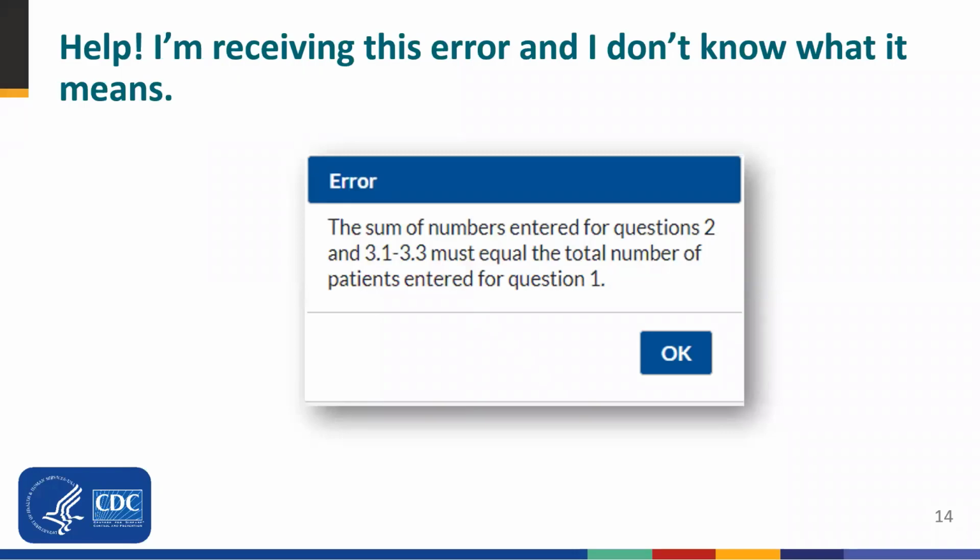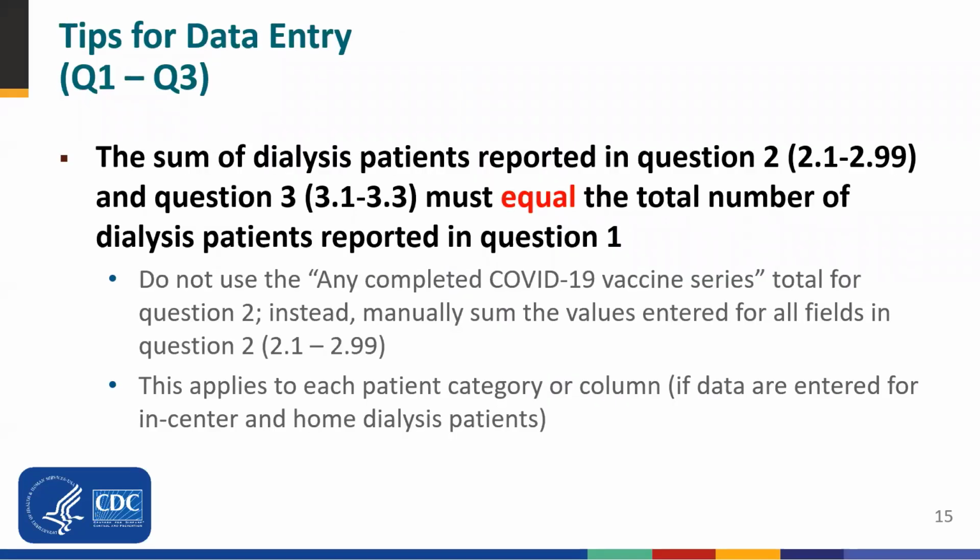Some facilities have received the error that the sum of individuals reported for questions 2 and 3 must be equal to the number of individuals reported for question 1. This error is generated when data are entered for questions 2 and 3 that are greater than or less than the total number of individuals reported in question 1. Specifically, the sum of individuals reported in question 2, which is questions 2.1 to 2.99, and question 3, 3.1 to 3.3, must equal the total number of individuals reported for question 1.